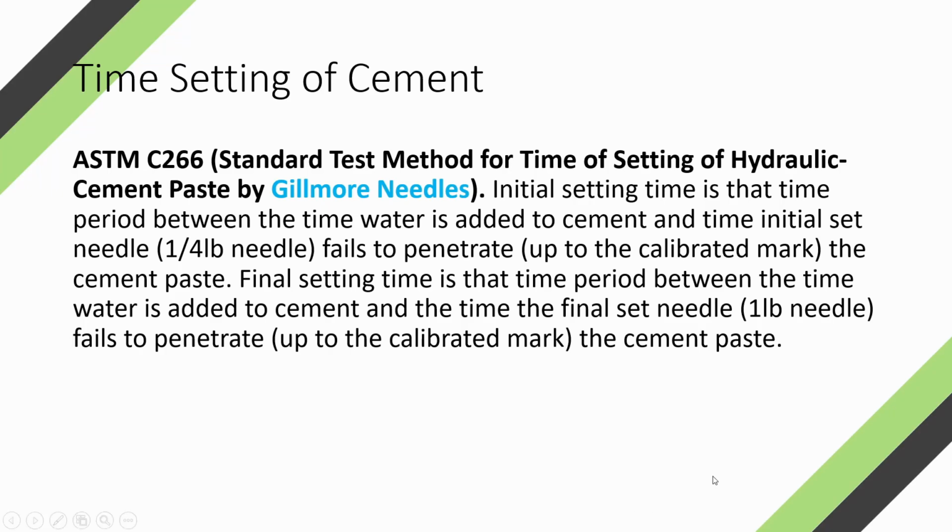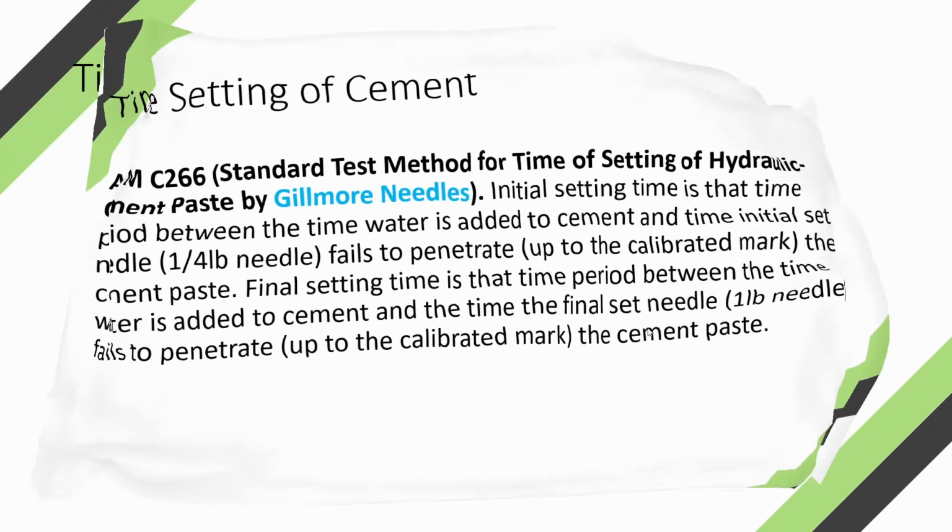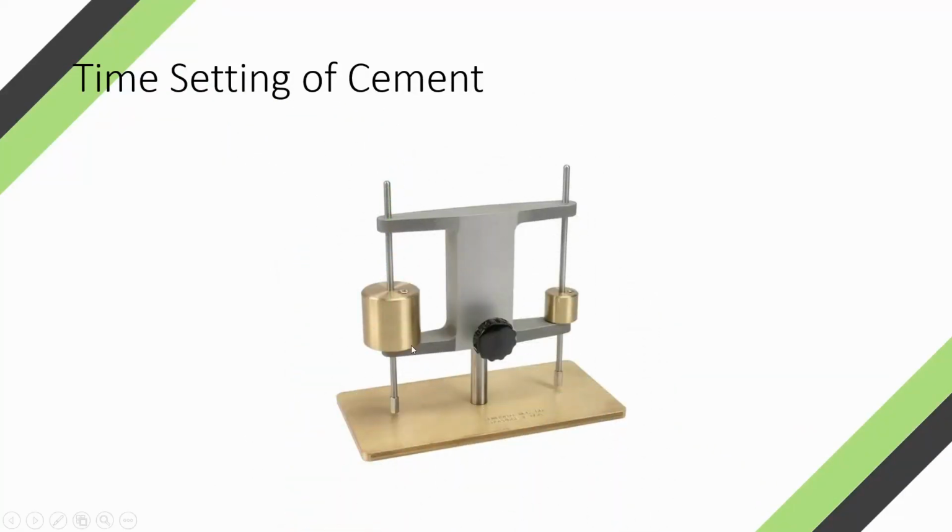So para makita natin kung ano yung sinasabi ko dito na needles, tingnan natin yung itsura ng Gillmore needle natin. So ito siya. So kapag hindi na siya mag-penetrate up to the calibrated mark, so dito meron siyang mark dito na makikita natin sa zoom in mamaya sa video. Kapag di na siya mag-penetrate up to that mark is yun yung initial setting time niya between the time na nilagyan na yung tubig and hindi na mag-penetrate up to the mark right here.